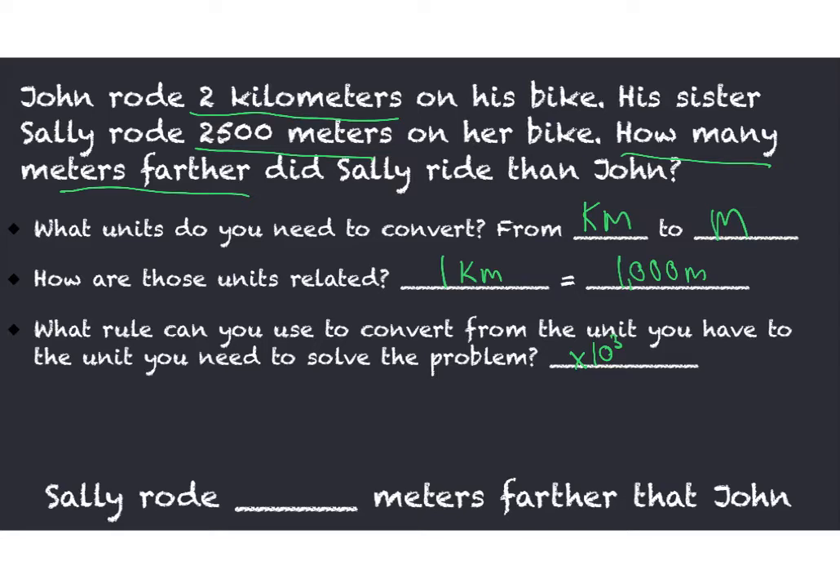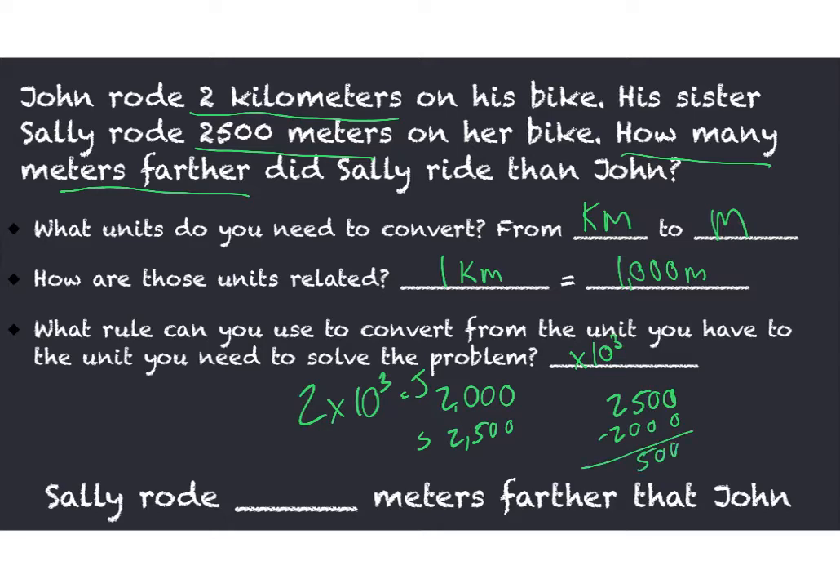So let's go ahead and work this problem out. If I'm going from 2 kilometers times 10 to the power of 3, that is going to give me 2,000 meters. So I know that John went 2,000 meters and Sally, his sister, went 2,500 meters. So what's the difference between 2,000 and 2,500? Well, we could subtract that, and we would see that it is a difference of 500 meters. So Sally rode 500 meters farther than John.